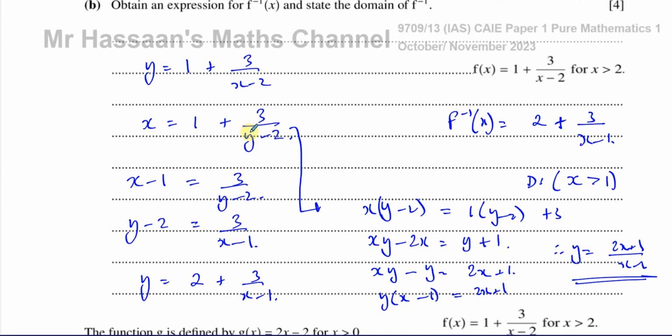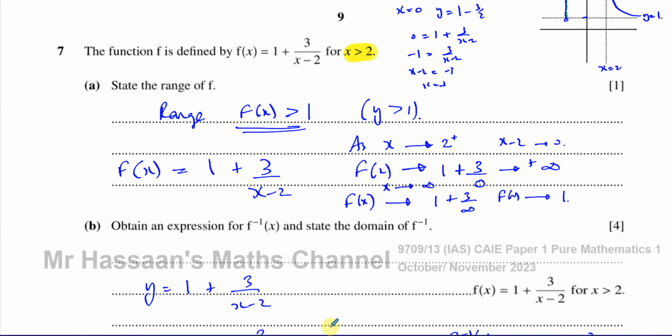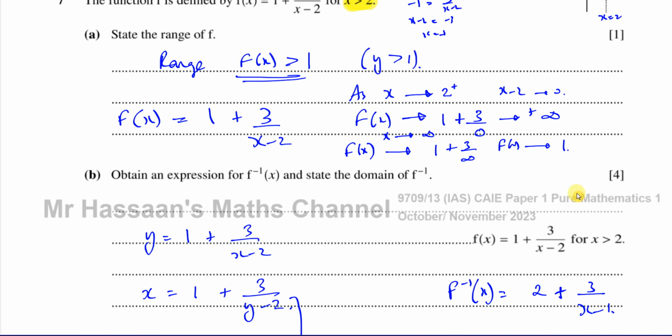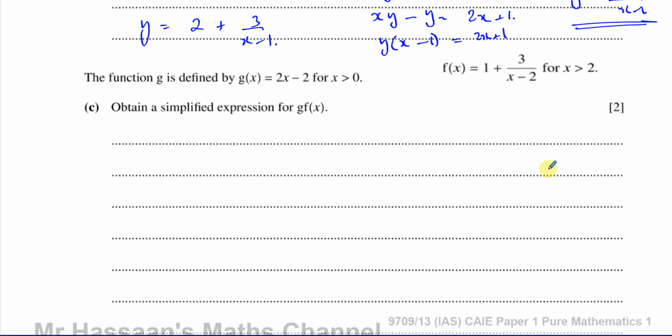All right, so that's the domain of the inverse function, that's what we had to find. If they said what is the range of the inverse function, well, that would be the domain of the original function, which would have been x is greater than 2. In that case, it would be y is greater than 2. They just swap over.